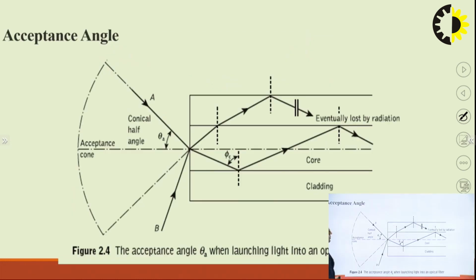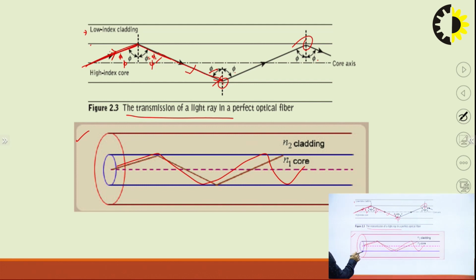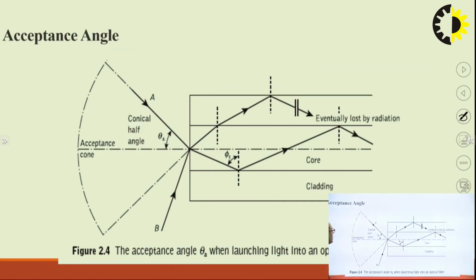Now, in the next topic we will discuss the angle which is made at the entry of the optical fiber cable. When we discuss the angle made at the entry of the optical fiber cable, we will discuss the acceptance angle.